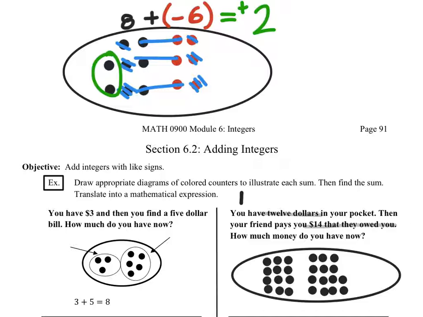Well, we started with $12. Then we added another $14 that was owed to us. And how much money would that be? Well, 12 and 14. You could count all the dots right there, and then you would find that there's 26. Now this one did ask how much money we have, so we do need to make sure that we label that. On this one it said find the sum. We showed the diagram and we translated it into the mathematical expression. The mathematical expression is 12 plus 14. So we've completed this problem.